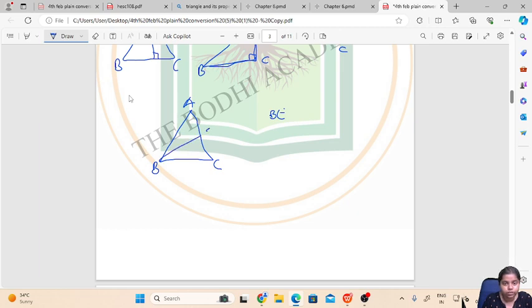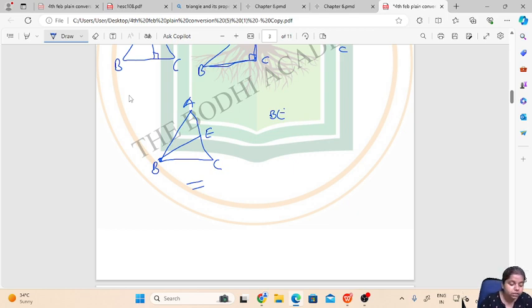Okay, so we'll name it here as E. So this is the answer. We have drawn a median from vertex B. Why have we drawn it from vertex B? Because they have already mentioned the name, that is BE. If they had told us to draw CE, then we would have to draw it from C. And we have to mark it here as E.